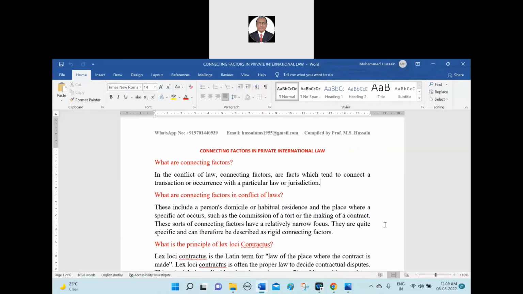What are the two? I repeat. The two law of tort connecting factors are, one is lex loci damni, that is the place where the damage occurred. Number two, lex loci delicti, the place where the tort is committed.